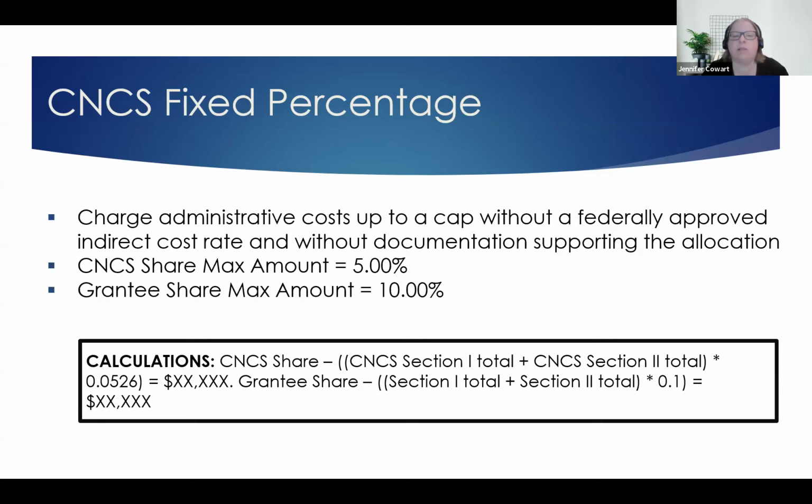Okay, so for this example, the CNCS share is the CNCS section 1 total plus the CNCS section 2 total times 0.0526. Now we say it's 5%, but because it's also including that third section, we have to kind of back into it. So we multiply it times 0.0526. And then the grantee share is the whole section 1 total plus the whole section 2 total times 0.1. Those are both maximums. You can certainly ask for less than that, but this is a good way to meet your match percentages also.